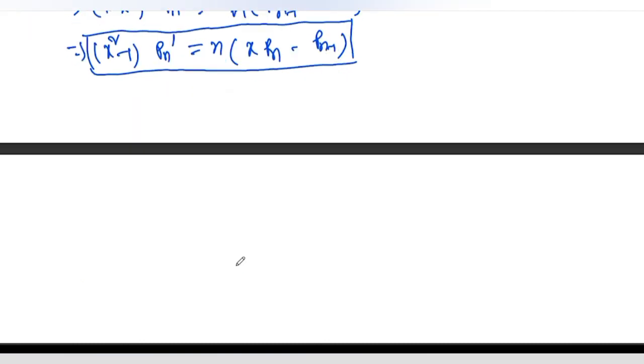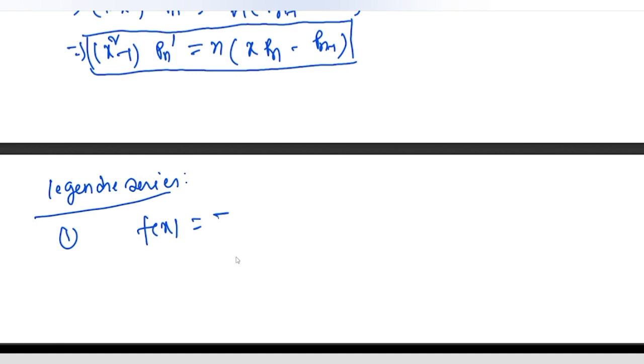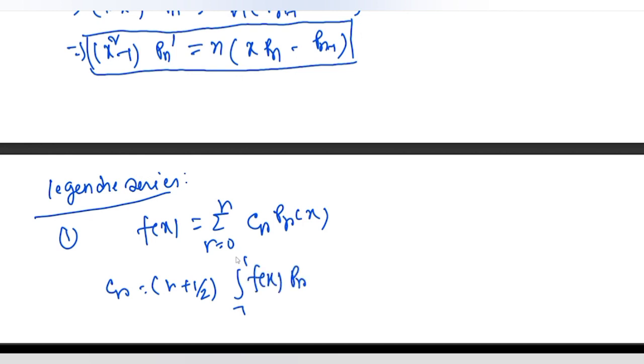Next we discuss the Legendre series. What is the Legendre series? First property of the Legendre series: if f of x is a polynomial of degree n, then we can write f of x equal to summation r equal to 0 to n c of r p of r x, where p of r x is the rth degree polynomial, where c of r equal to r plus half, integral from minus 1 to 1 of f of x p of r x dx.